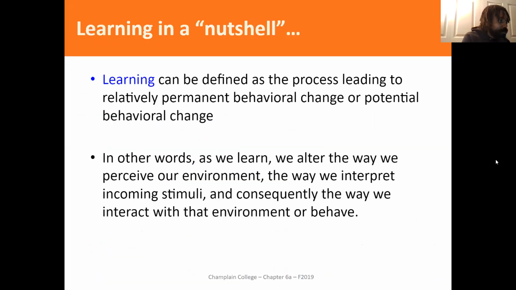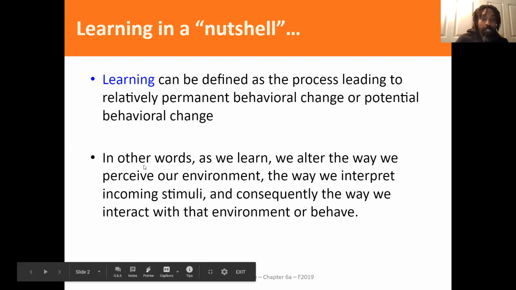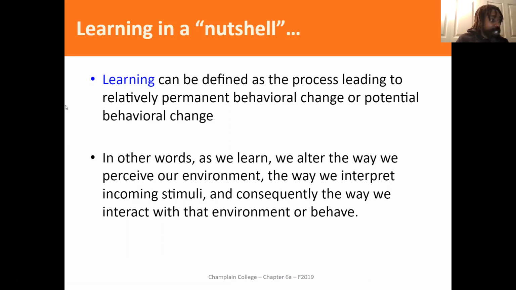Okay, so learning in a nutshell. Learning, according to classical conditioning, can be defined as the process leading to relatively permanent behavioral change or potential behavioral change. In other words, as we learn, we alter the way we perceive our environment, the way we interpret incoming stimuli, and consequently, the way we interact with that environment or behave. So yes, I definitely want you to have an understanding of what learning is. This definition right here that you see at the top of your page. The bottom point is to further supplement and support your understanding of what the definition is.